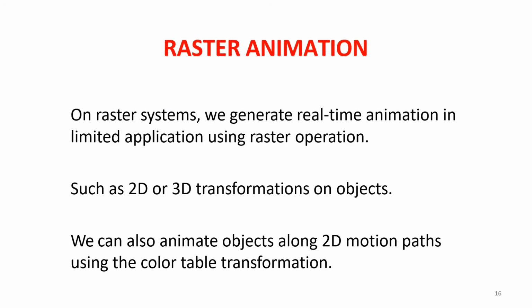And lastly, raster animation. On raster systems, we generate real-time animation in limited applications using raster operations such as 2D or 3D transformations on objects. We can also animate objects along 2D motion paths using color table transformations.